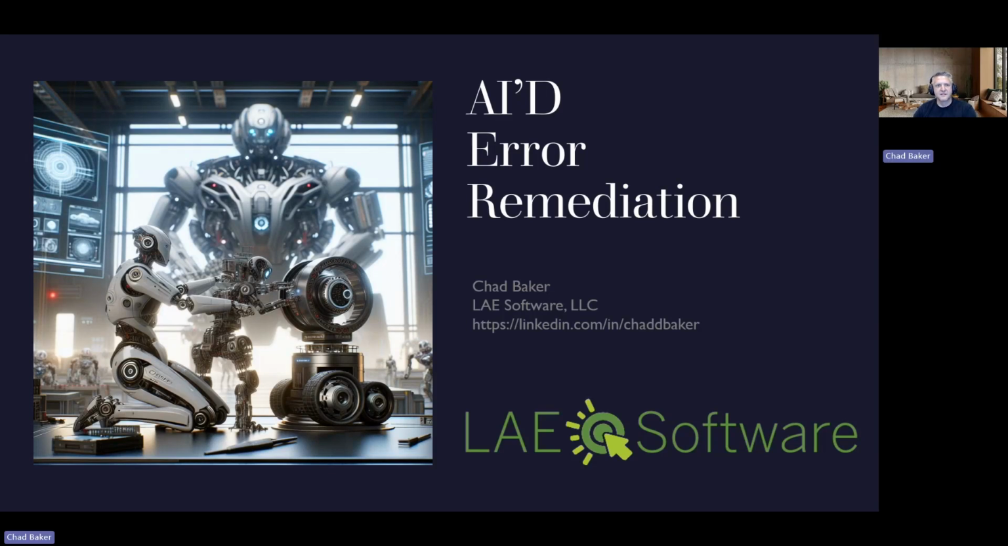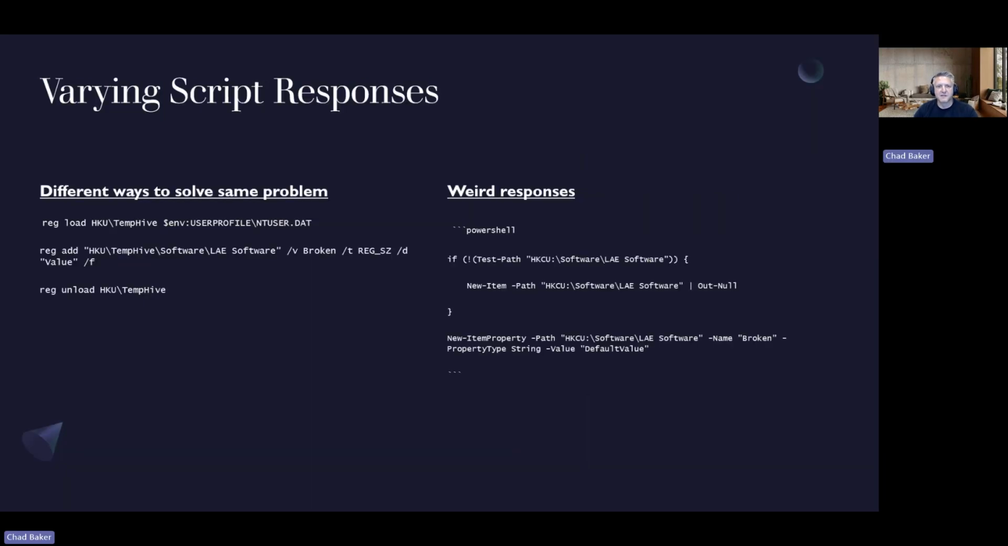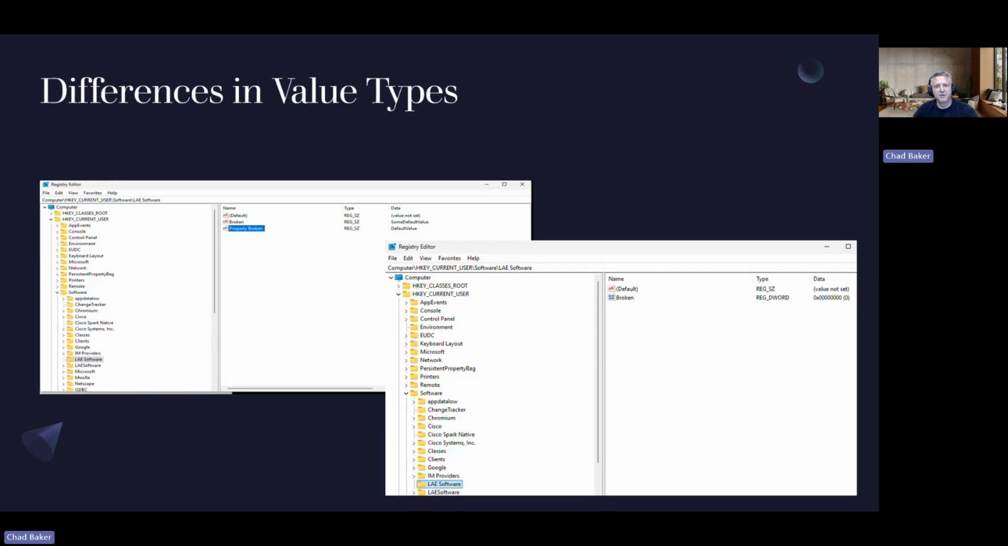So one of the things is that it had varying responses. Like in the script that I showed there, it did the New-Item path for the registry key, and some other times it tried to do a reg load of the user.dat. So it finds multiple different ways to solve the same problem. It also varied on some of the value types. So it created that broken key it was looking for, but one time it created different values.